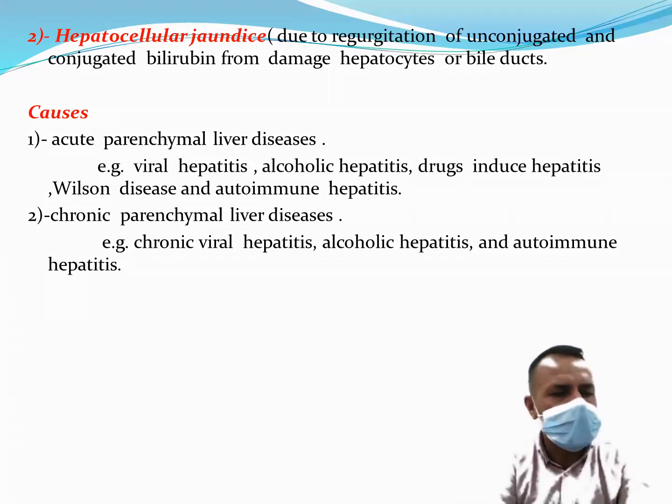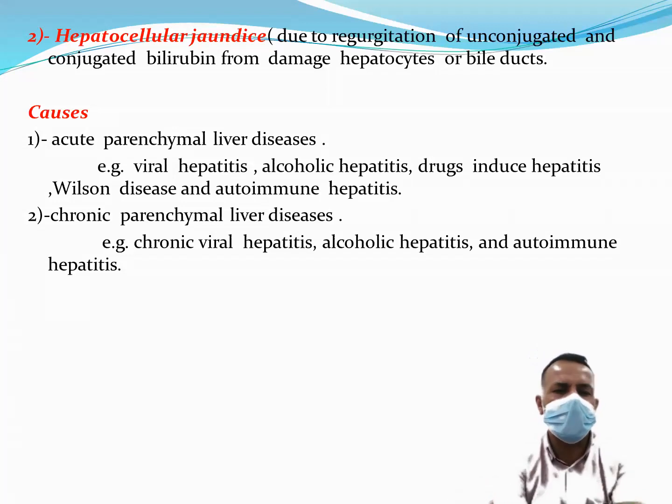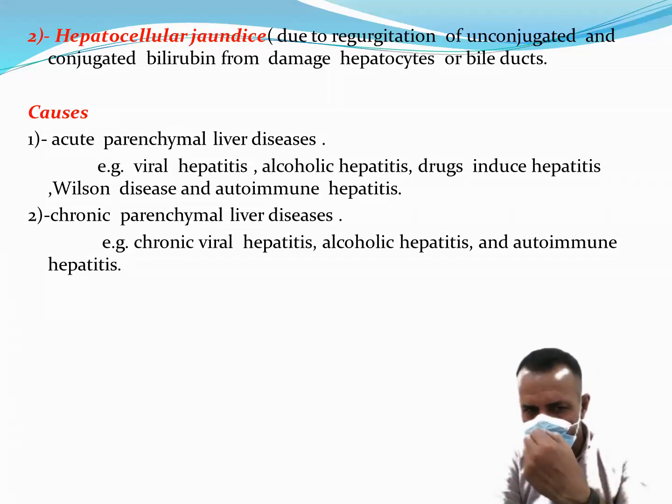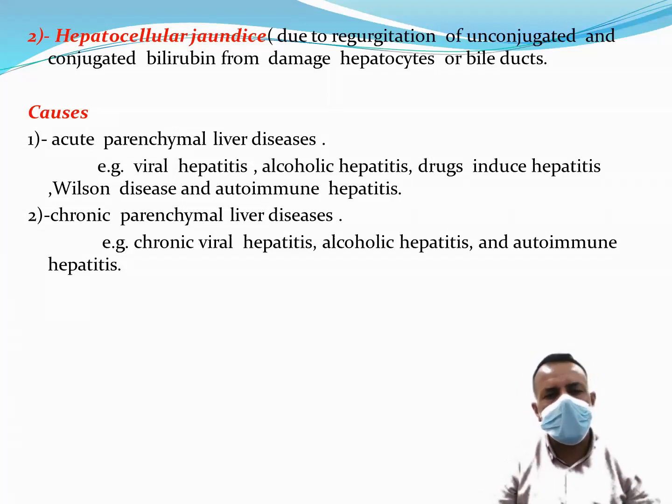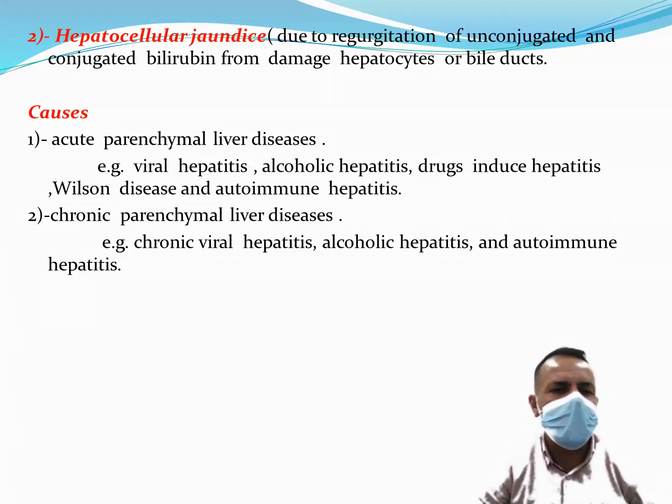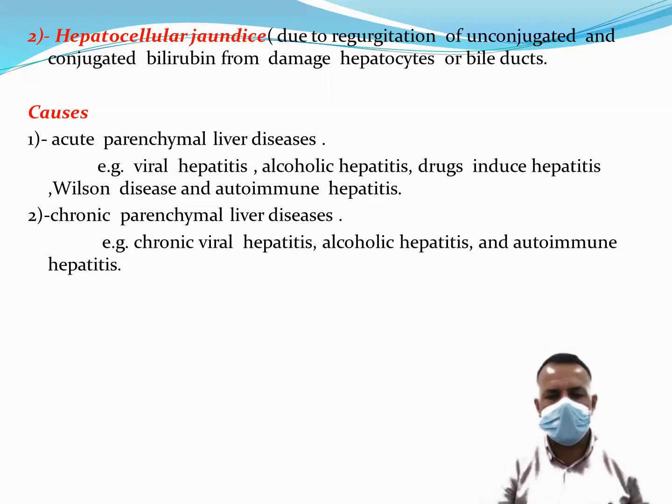The causes: first, acute parenchymal liver disease, for example viral hepatitis, hepatitis A, B, C, and so on, alcoholic hepatitis, drug-induced hepatitis, Wilson disease, and autoimmune hepatitis. All these lead to acute liver parenchymal disease or chronic parenchymal liver disease, for example chronic viral hepatitis, alcoholic hepatitis, autoimmune hepatitis. All these lead to the most common cause of jaundice, which is hepatocellular jaundice.